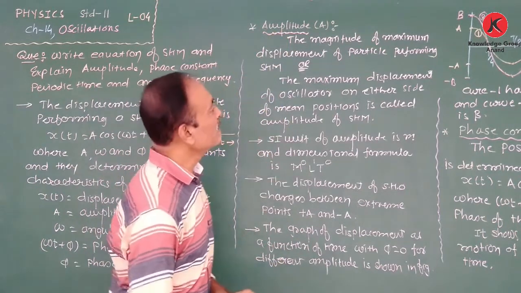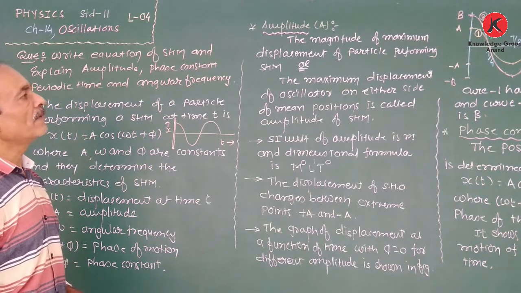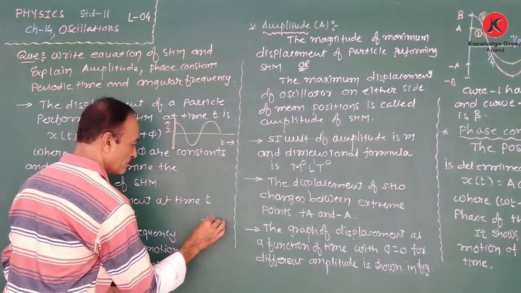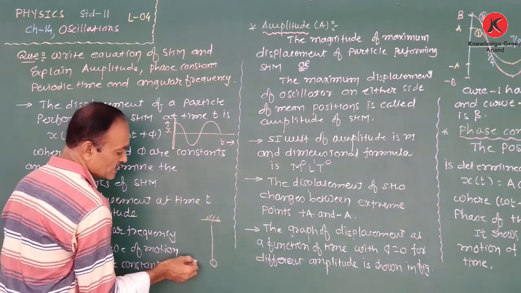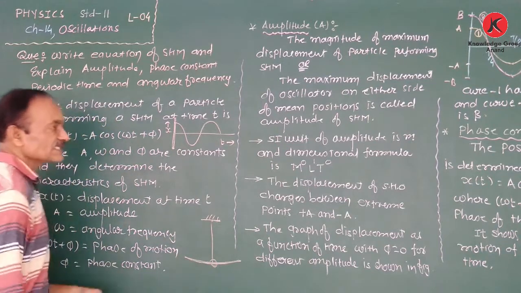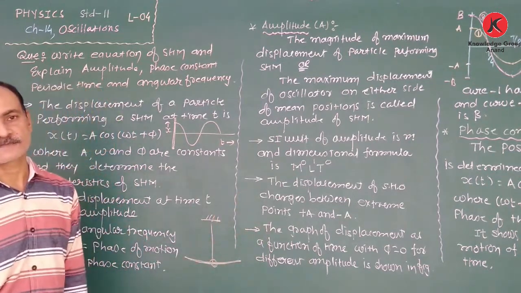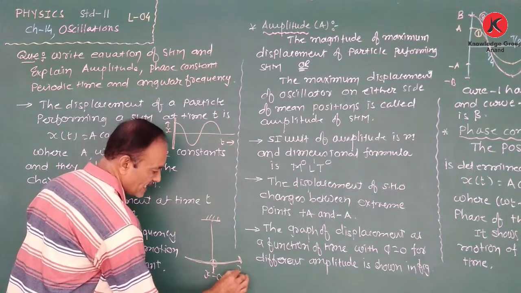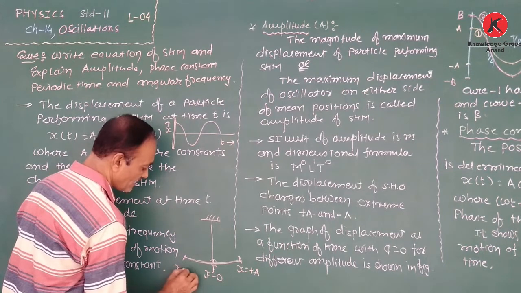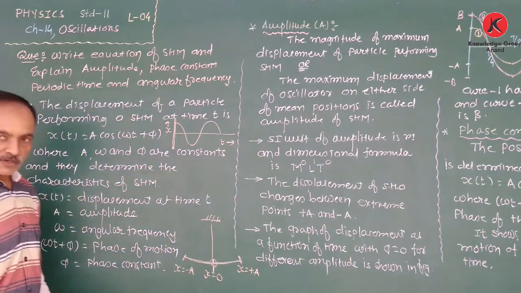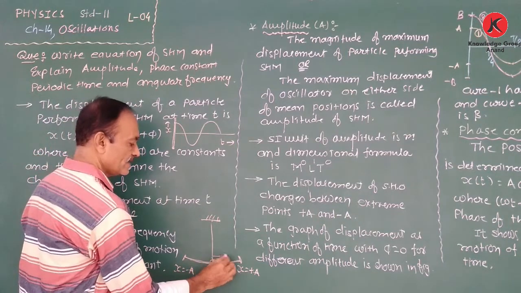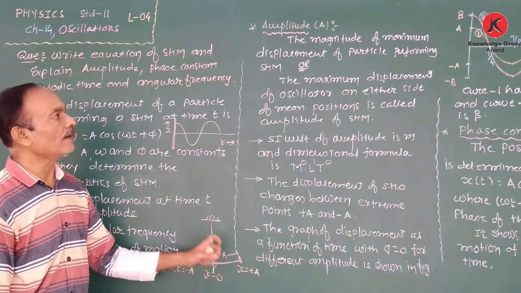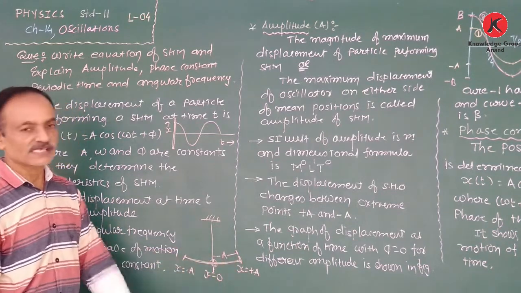The definition of amplitude is the magnitude of the maximum displacement of a particle performing simple harmonic motion. Here, already we know that the simple pendulum performs simple harmonic motion like this. At any instant of time, what is the maximum displacement from the mean position? That is known as the amplitude. This point is x is equal to 0, this point is x is equal to plus A, and this point is x is equal to minus A. So the maximum displacement from the mean position is A. Therefore, A is the amplitude, the magnitude of the maximum displacement of a particle.